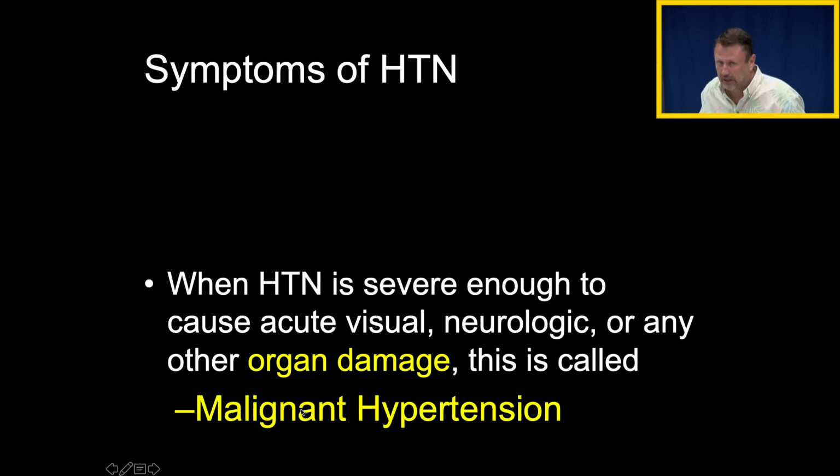All right, so please don't associate malignant hypertension with cancer, because that'll be a board question. That's a favorite trick question. What kind of cancer causes malignant hypertension? And be sure and choose pheochromocytoma, because that is a cancer that can cause malignant hypertension. But again, malignant in this case has nothing to do with cancer. It has to do with organ damage. And so when hypertension is severe enough to cause acute visual, neurologic, or other organ damage, it's called malignant hypertension.